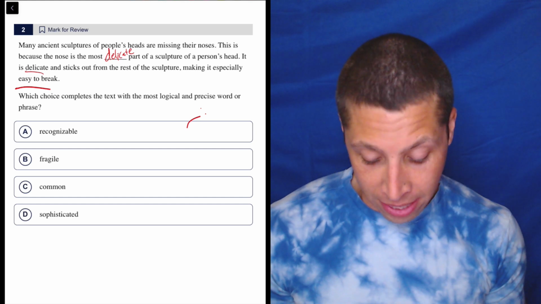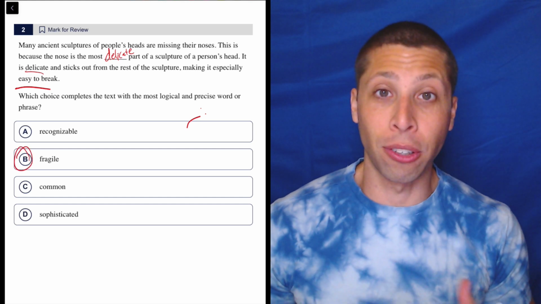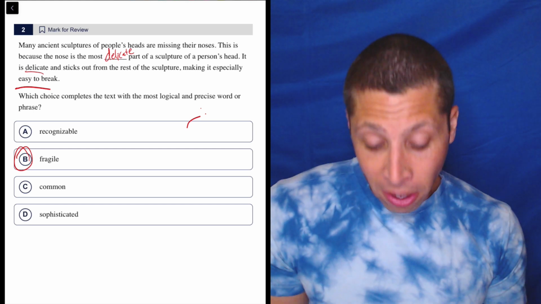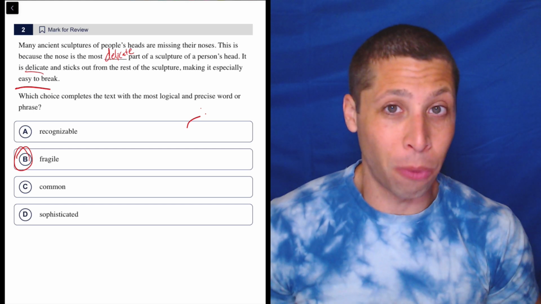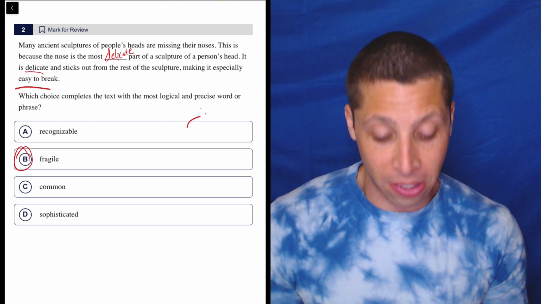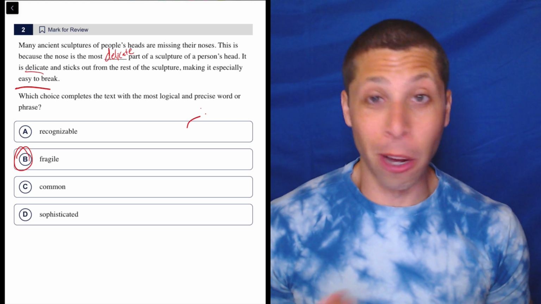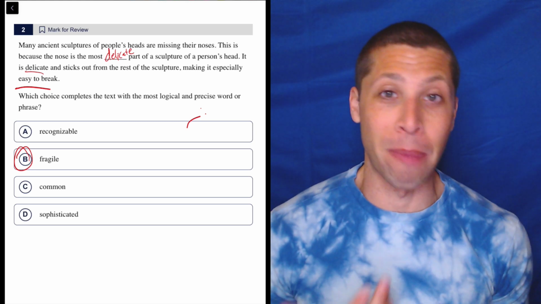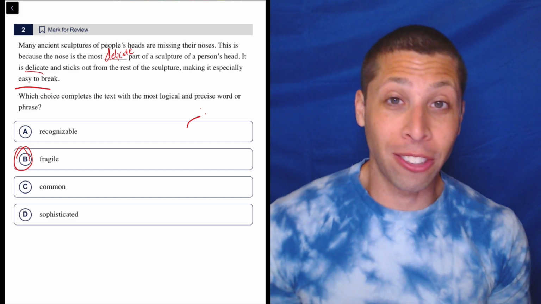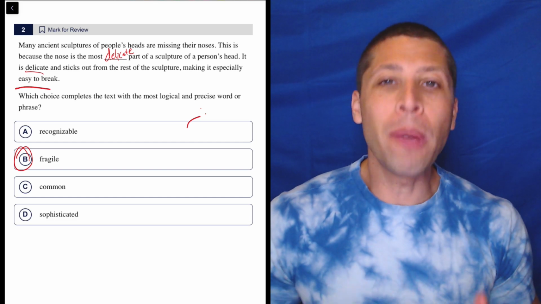So what's a word that means delicate? Well, fragile, right? Fragile literally means something breaks easily. It is a perfect fit. These other words, I don't know, you could force them in, right? It's not impossible to say that the nose is the most sophisticated part of a sculpture. Maybe you're really into noses and maybe they're really hard. I've never made a sculpture of a person. Maybe it's really hard to make a nose. I genuinely don't know, but we would need evidence of that.